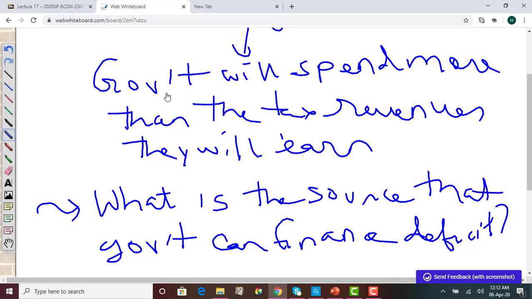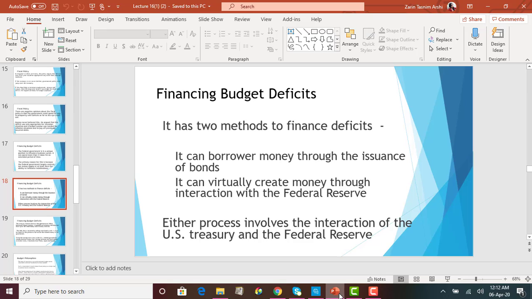So if we go back to our slide, it is slide 18. If you see, they can finance the deficit in two ways. They can either borrow money through the issuance of bonds, and this is done by the US Treasury. The US Treasury will issue bonds through which they can borrow money. They will sell the bonds to the banks and to the general public, and in return get money. So that's one way they can get money, and we will learn more about this in a later chapter under monetary policy.